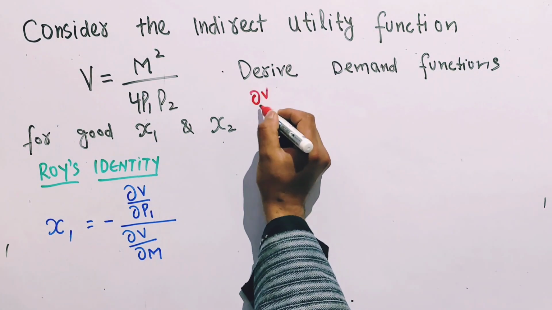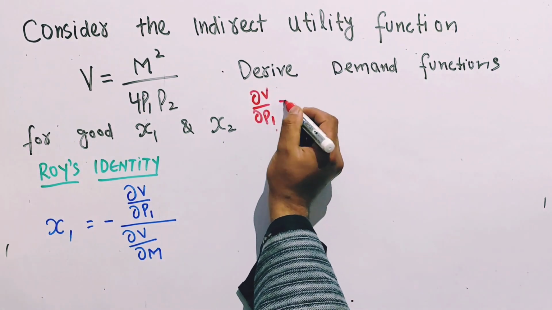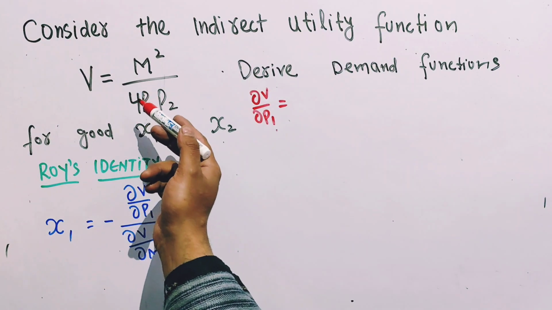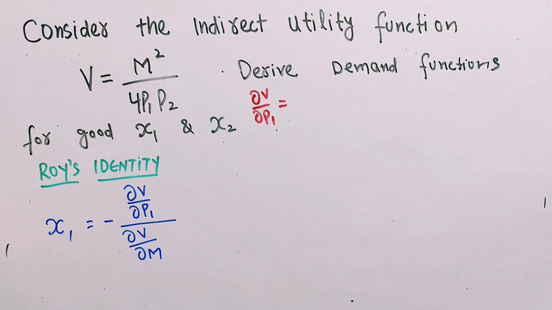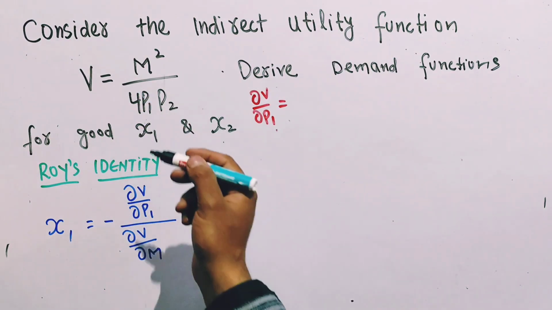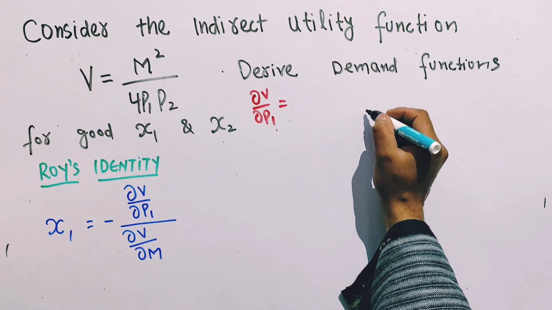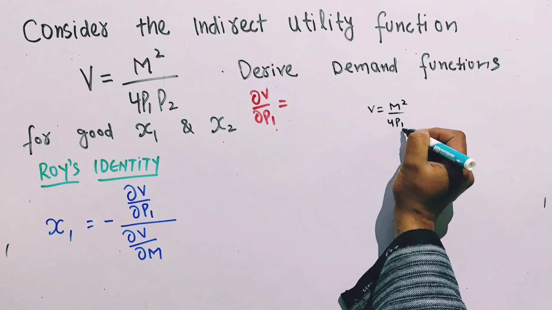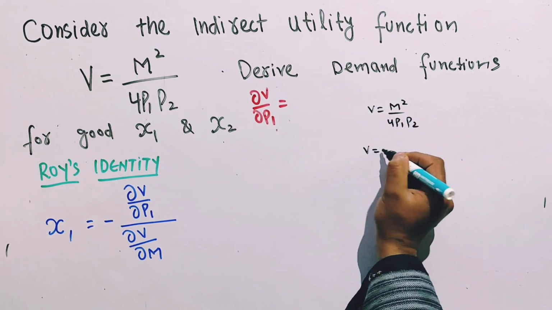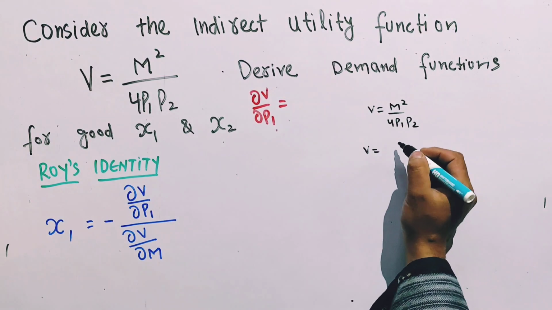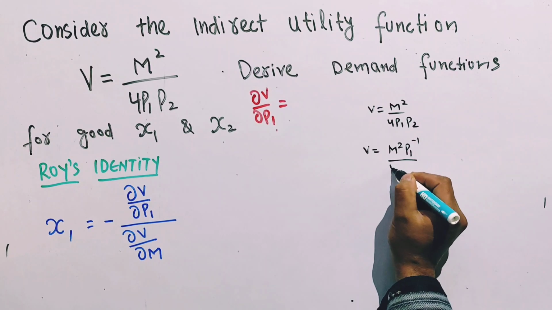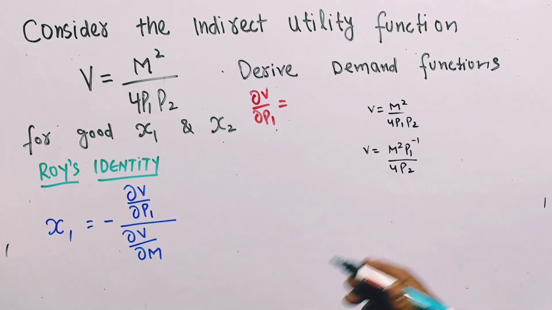So dV upon dP1 means we partially differentiate this indirect utility function with respect to P1. So how do we take the partials here? Let me rewrite it. We have V equal to M squared divided by 4 P1 P2. Can I write it in this fashion? V is equal to, transposing P1 to the numerator, M squared P1 raised to the power minus 1 divided by 4 P2, for the sake of simplicity.